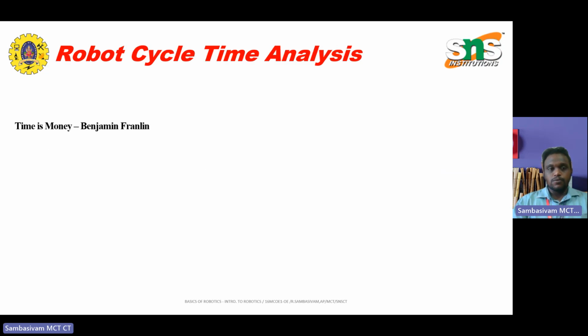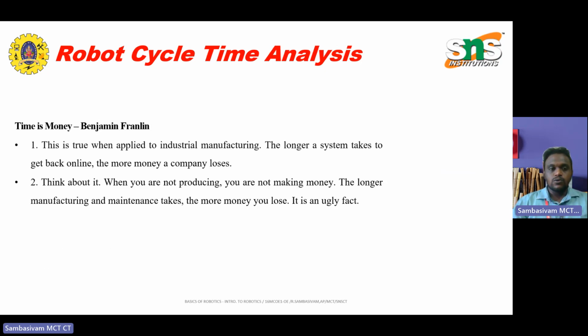Before that, time is money, right? As per Benjamin Franklin, time has value in industries. Each and every second is money, and how money is generated with a quick process is the robot cycle time analysis. This is especially true when applied to industrial manufacturing. A longer system time results in a longer time to get the money back, which results in larger losses.